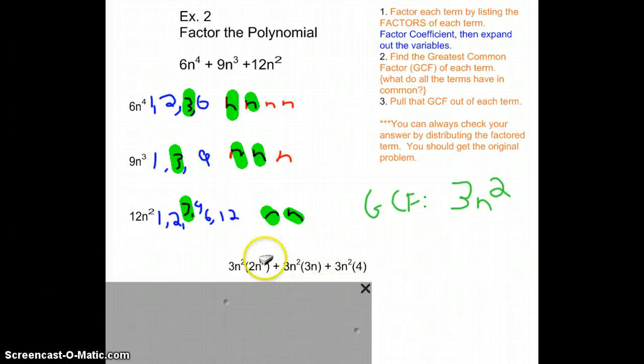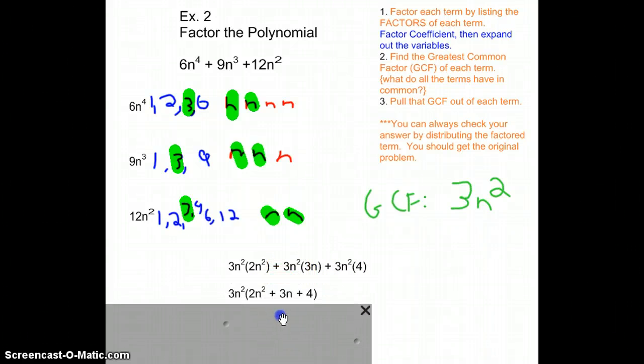And if you take it a step further, pull this 3n squared out to the front since they each have it in common, and then you just rewrite the other terms within the parentheses. And again, if you did the distributive property, you would find that you end up with the exact same thing. 3n squared times 2n squared. Well, 3 times 2 is 6. n squared, multiplying variables with the same bases, add the exponents. There you go. 3n squared times 3n: 3 times 3 is 9, and then n squared times n is n cubed. 3n squared times 4 is 12n squared.